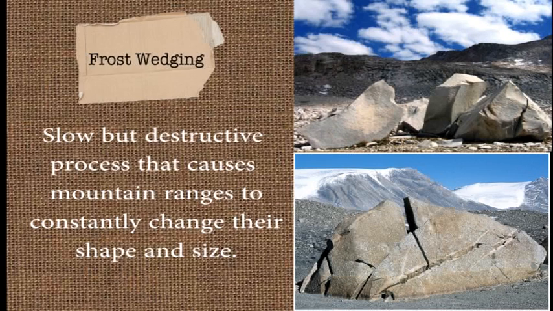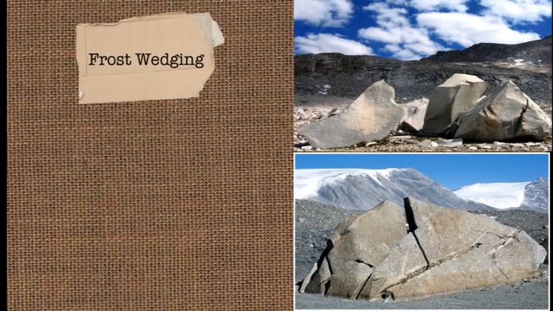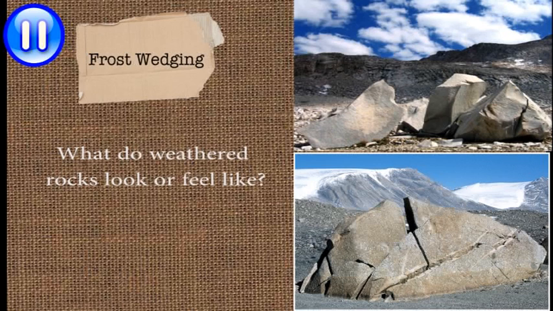Frost wedging is a slow but destructive process that causes mountain ranges to constantly change their shape and size. Take a moment to pause this film and have a look at these examples of frost wedging. Write down some observations that you notice about these rocks, such as what the rocks may look like. Is it smooth or does it have edges? And how did such a large rock end up on the ground?